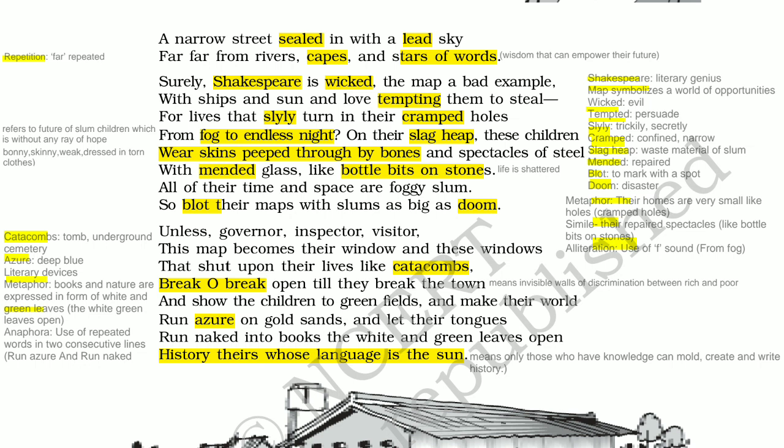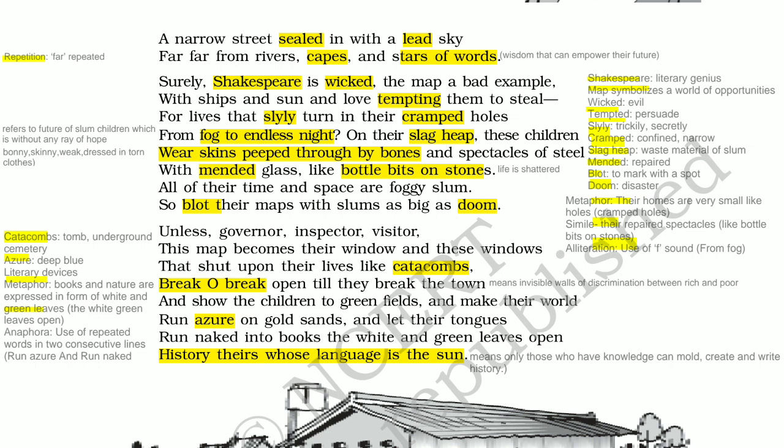Next line says, for lives that slyly turn in their cramped holes. Slyly means secretly, trickily. So the lives of these slum children turn and twist in their cramped holes, in their narrow, confined hutments, from fog to endless night. So the lives of these children turn and twist in their cramped holes.